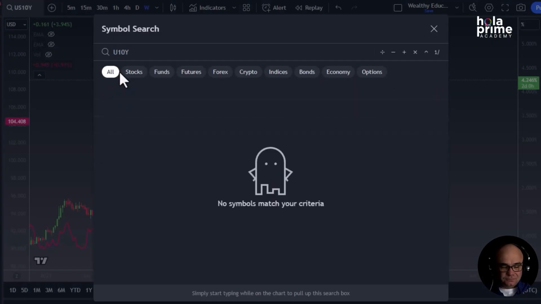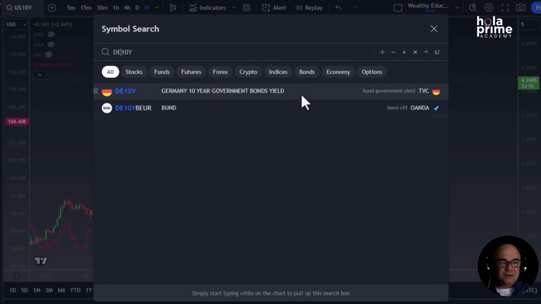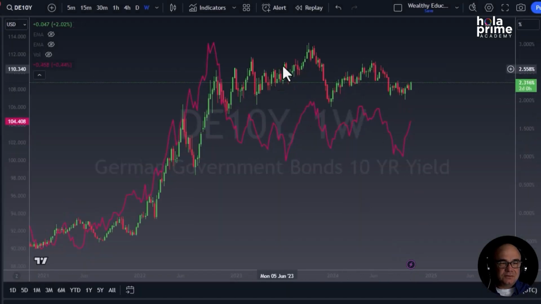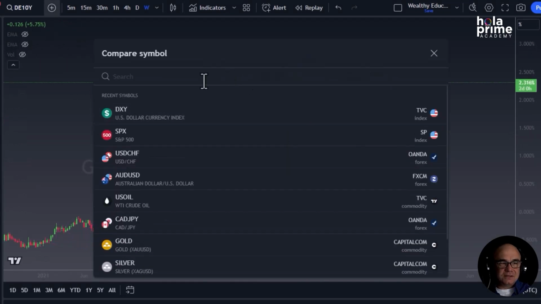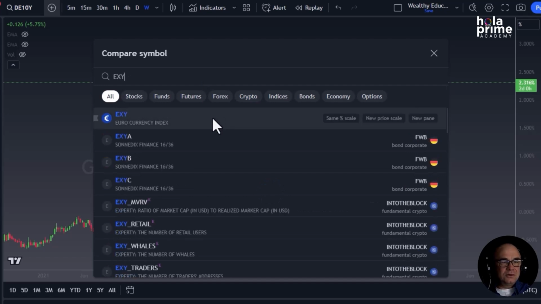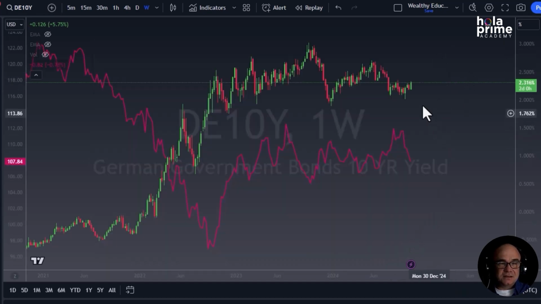For example, Germany 10-year bond yields. Okay, so that would be the candlesticks. You can see what's going on there. And I will take the US dollar index out of it, and I will look for Euro currency index. Now, TradingView has the ease of function with this. You can do it with pretty much any currency, and the Euro currency index is going to be much like the US dollar index. It just basically measures the strength or weakness of the euro against multiple other currencies. So we have this, and notice this. There is a pretty significant correlation most of the time.